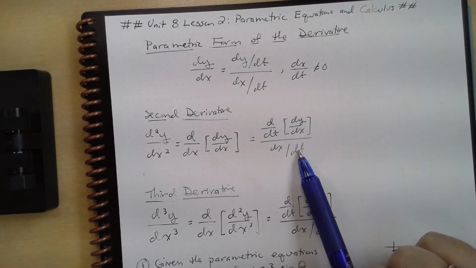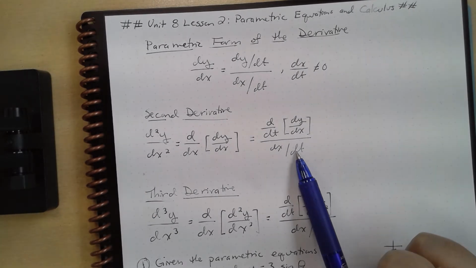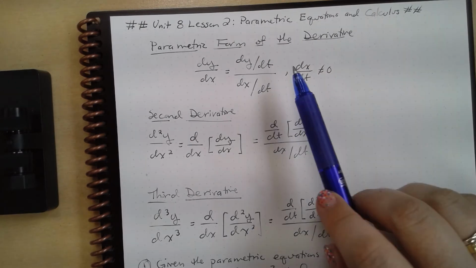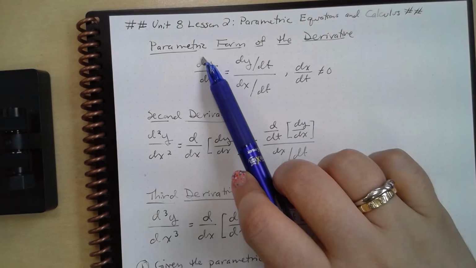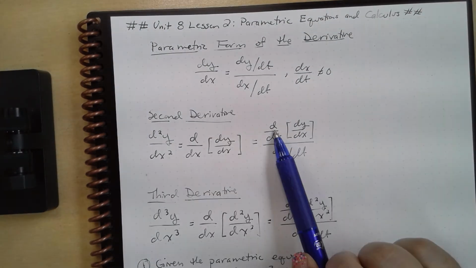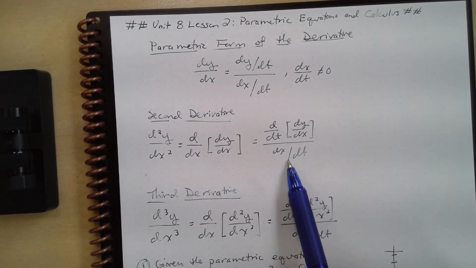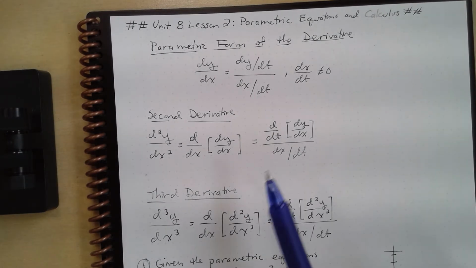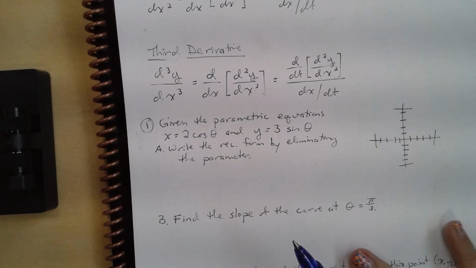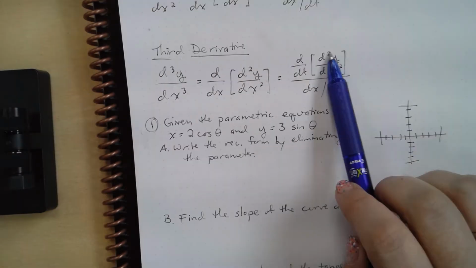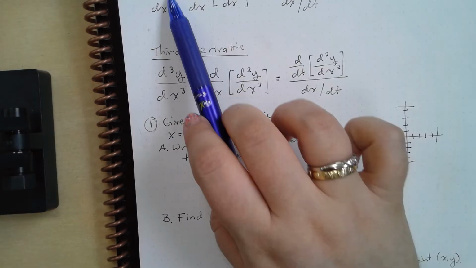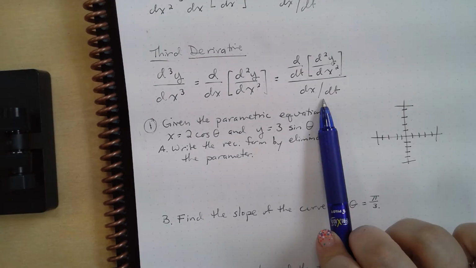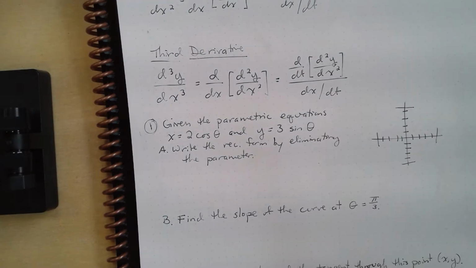Can you see how that happens? So we took this, right? This goes here, take that derivative, and then put it over dx over dt. And our third derivative is going to be the derivative of our second derivative, this here, over dx over dt. All right? So let's actually put these into action and use them a little bit.